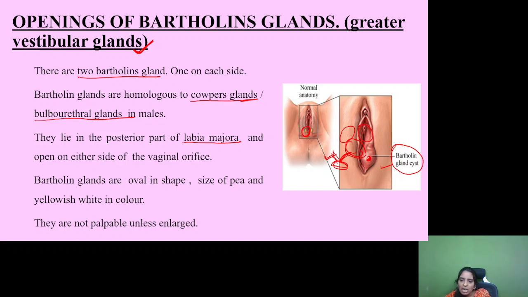So, they are not palpable unless they are enlarged. It means if there is any infection, they enlarge. At that time, we'll come to know regarding it. So the important points are the location of the Bartholin glands, and that it is similar to Cowper's glands or bulbourethral glands. These two are important, right?